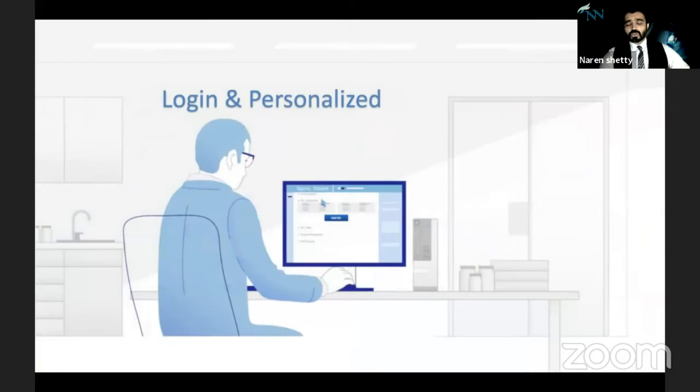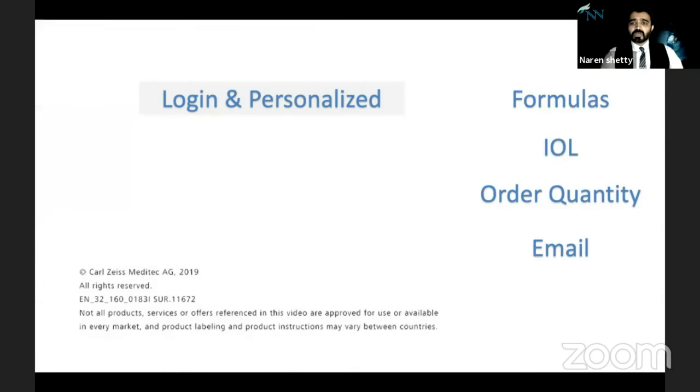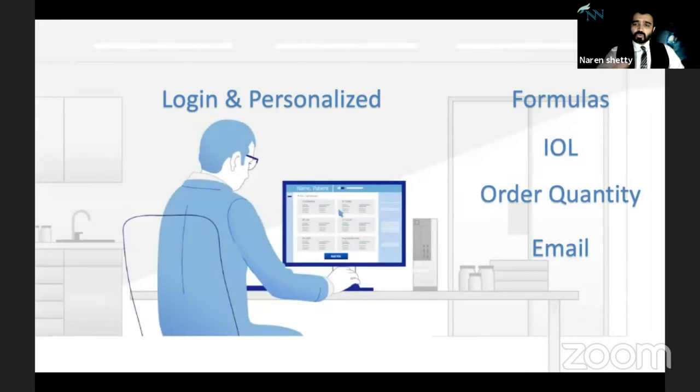Now, whenever you log in, the first thing, which you only need to do once, is personalize certain things. Let's say you always use one particular formula or one particular IOL company, or the order quantity and email. Once you enter these data, you don't need to keep repeating it again and again.